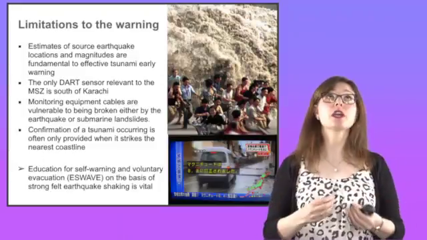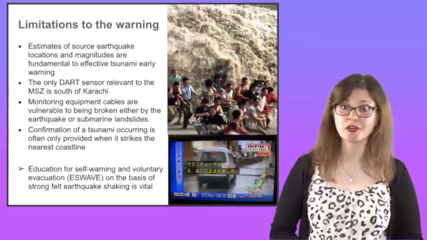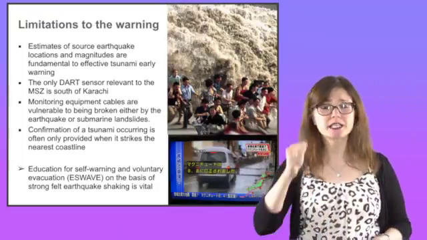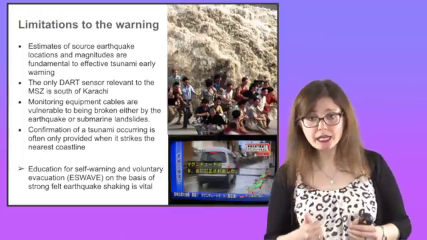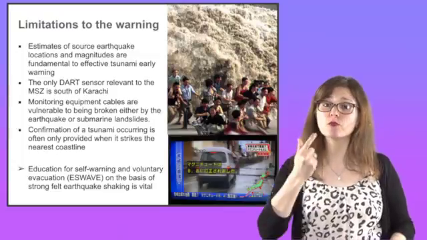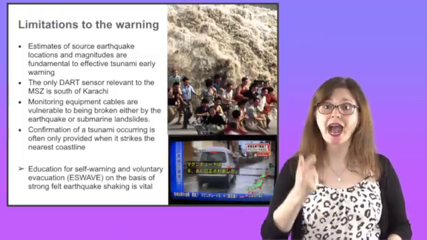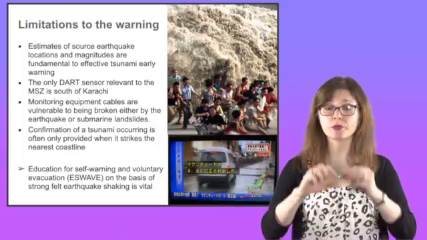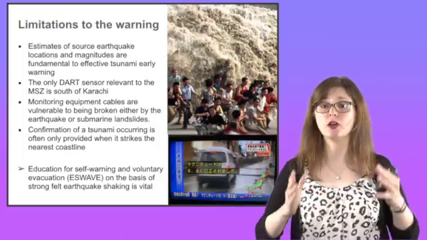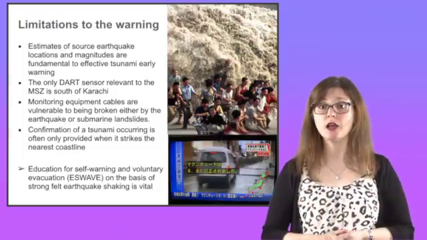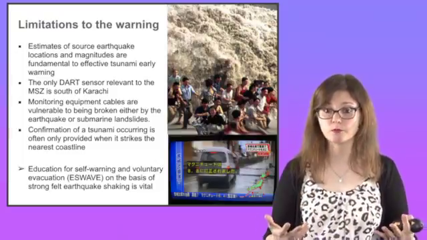Now you may think, okay Karina, we've got 30 minutes for a warning, but actually there are quite a few limitations to this warning. It's very difficult to know exactly where the earthquake is, and to know exactly how big it is, and this is really important for us to determine how big the tsunami is going to be. This was the key problem in Japan because they underestimated the size of the Tohoku earthquake, and consequently the tsunami was much bigger than they expected or planned for.